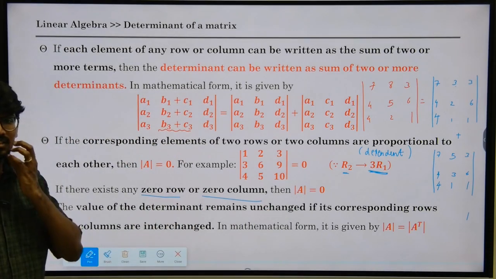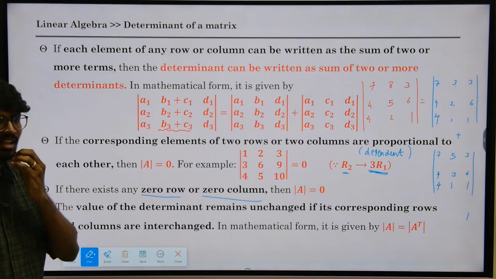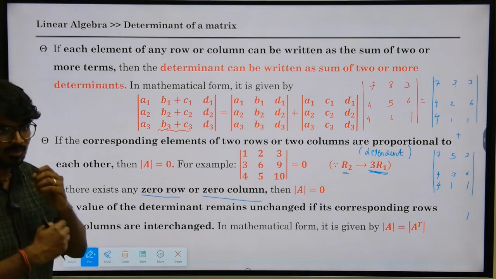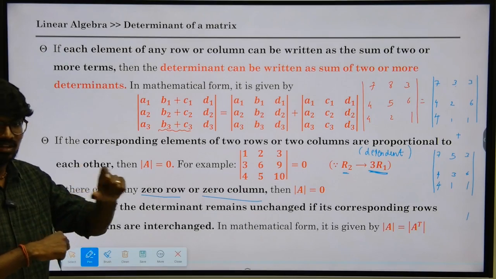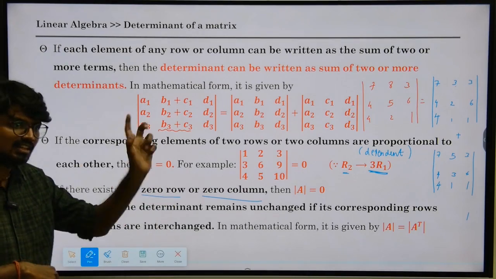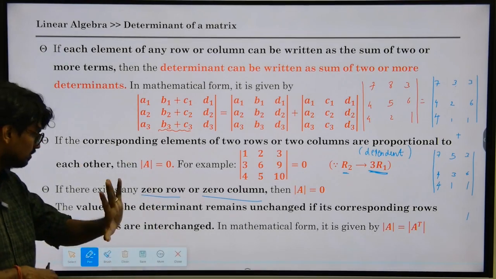Why? If there is a 0 row or 0 column, I will take the determinant with respect to that row or that column. If there is a 0 row or 0 column, and I take the determinant corresponding to that row, automatically it becomes 0. Okay.